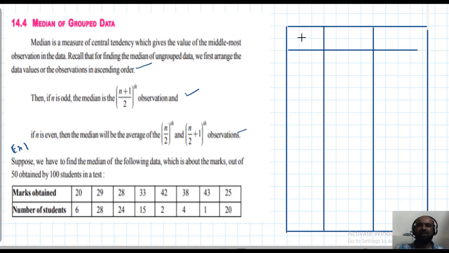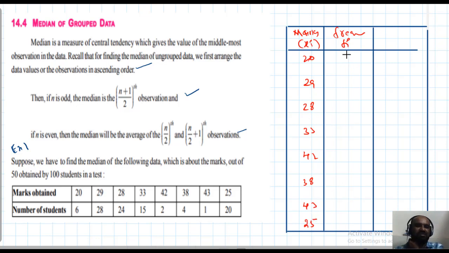Okay, listen. Marks, marks in brackets xi, I can say. Frequency, students should write, that is fi. I will write 20, next 29, next 28, next 33, 42, 38, 43, 25. Here 6 students, here 28 students, here 24 students, here 15 students, here 2 students, here 4, here 1, 20, total 100. In the problem, total strength is 100.